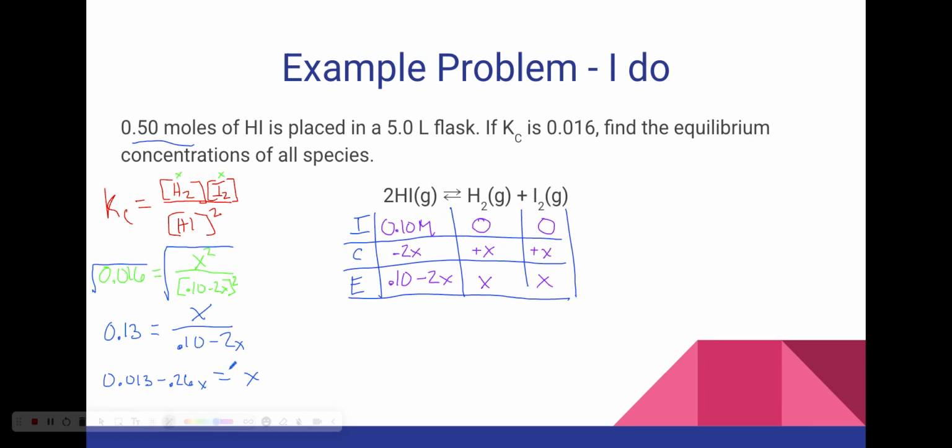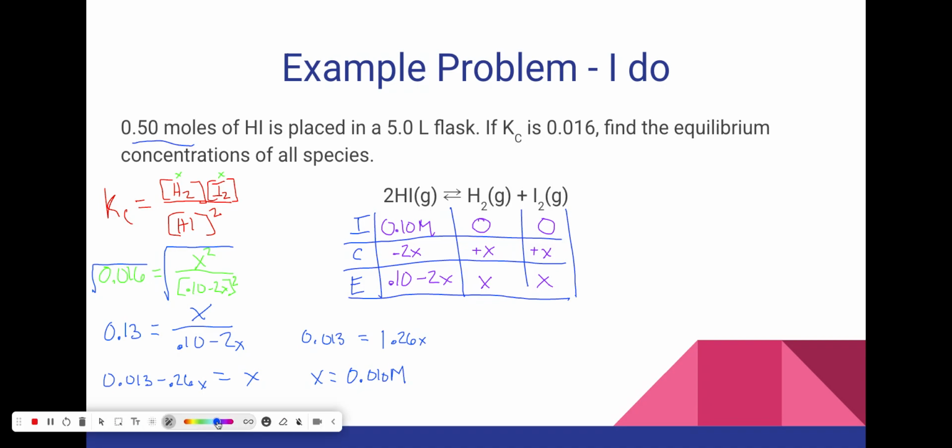When we do that, in order to solve for x, I've got to get my like terms on one side. So we're going to have 0.013 is equal to 1.26x, and then x is going to equal 0.010 molar, since that's what we're looking for from equilibrium concentration here. So this is x. Okay, so 0.01 molar.